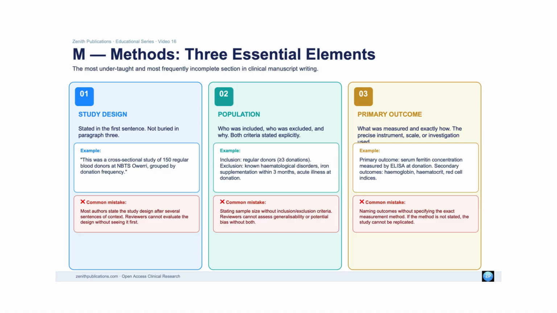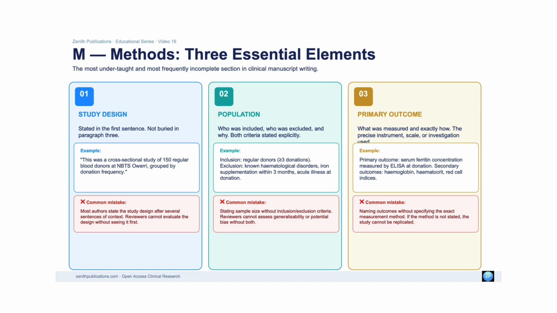Second, population. Who was included, who was excluded, and why, both stated explicitly. Inclusion. Regular donors with 3 or more donations. Exclusion. Known hematological disorders, iron supplementation within 3 months, acute illness at the time of donation.